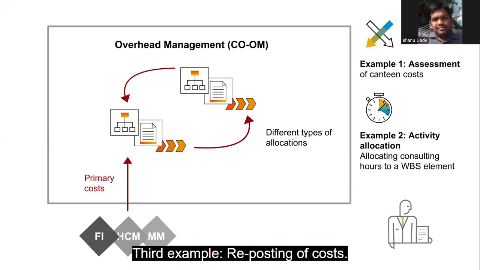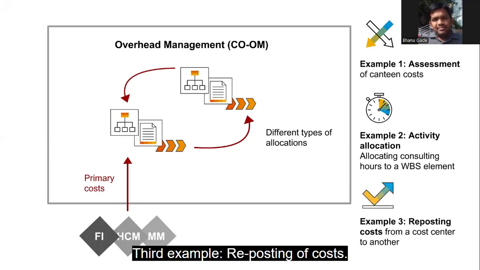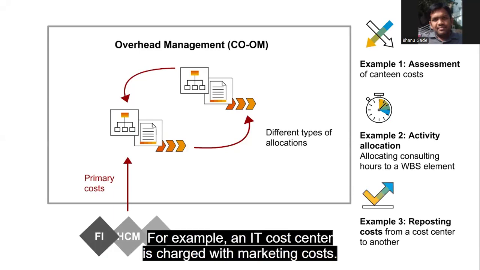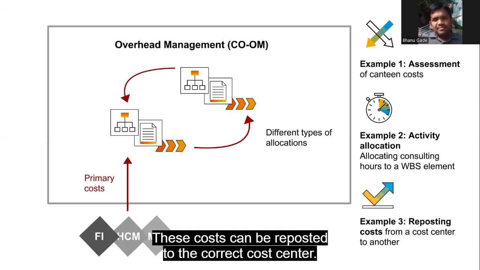Third example: reposting of costs. Sometimes costs are assigned incorrectly. For example, an IT cost center is charged with marketing costs. These costs can be reposted to the correct cost center.